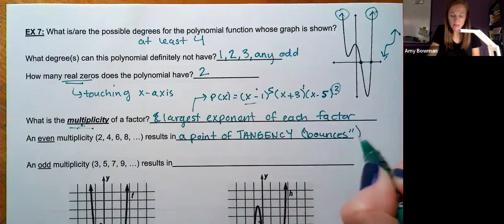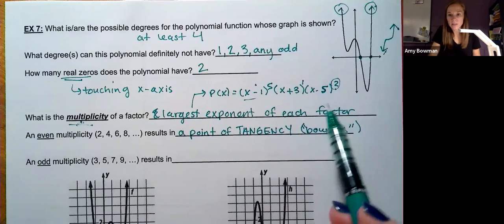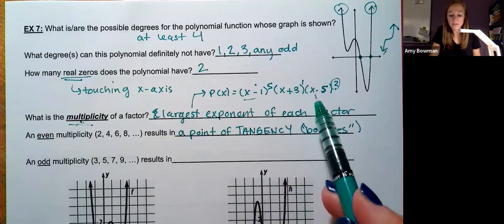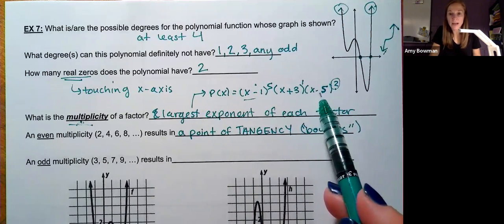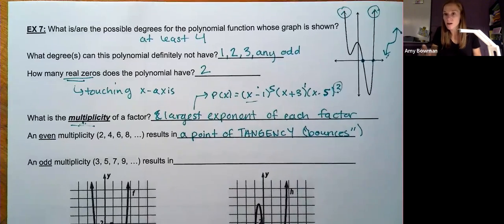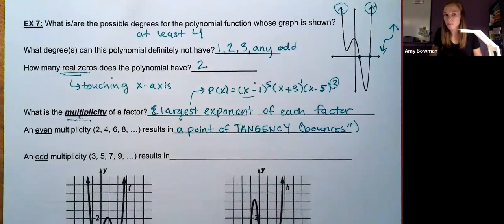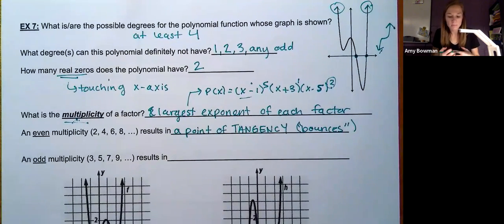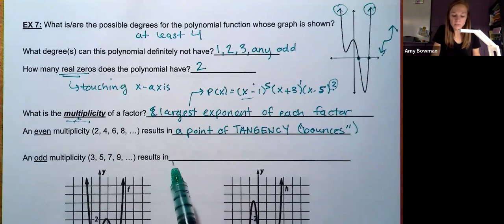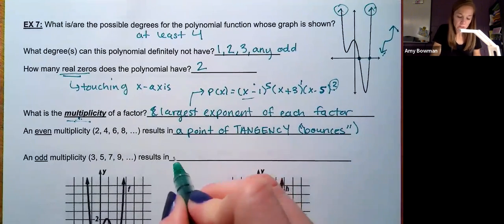Bounces. So if a factor, so this x minus 5, this would mean I have a 0 at positive 5, and at that 0, the graph is bouncing off of it. So you may start remembering some of this from Math 3. We did look at this from Math 3, and we're just taking it a little bit further. So an odd multiplicity results in a point of inflection.